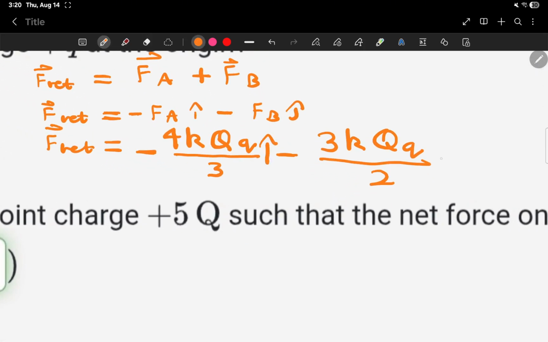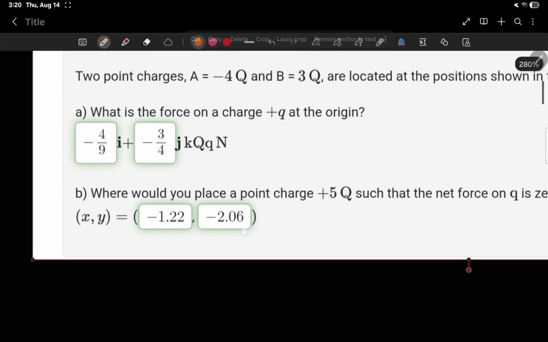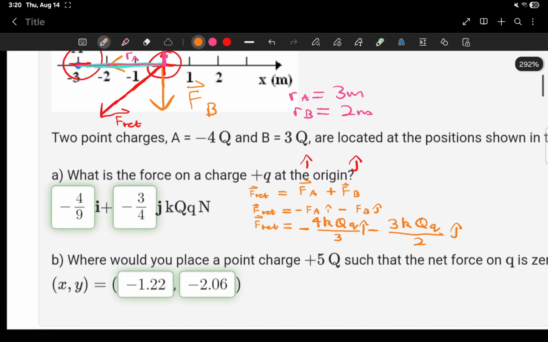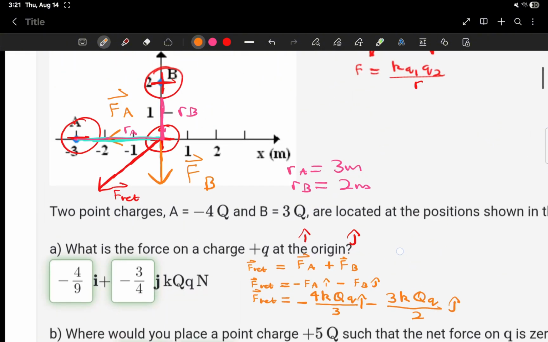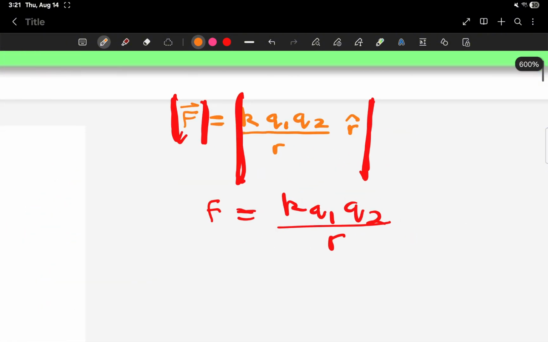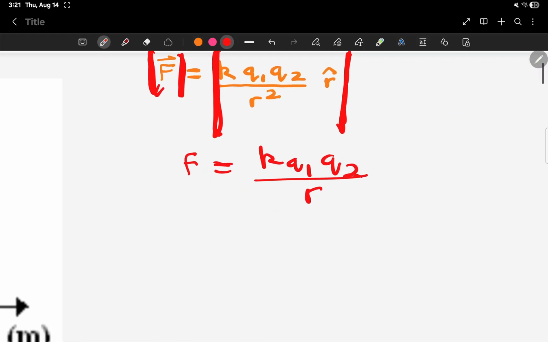And I forgot my unit vectors here. So basically this... Now there's a mistake I've made with my Coulomb's law equation. I hope some of you have realized it's supposed to be r squared.